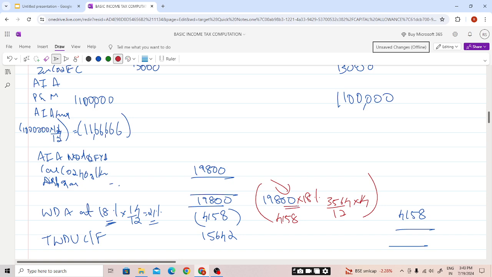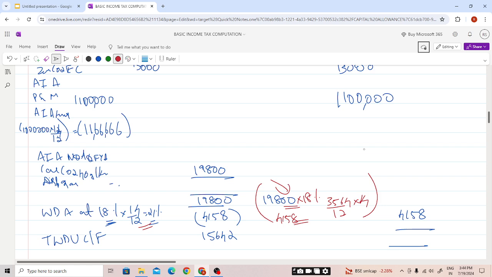Follow this method only, students. It will be easy. Doing the percentage, it will be confusing. Follow this: if the AIA and WDA, the period of account is short, we need to adjust and increase or decrease as per the period of accounts. I hope this is clear.